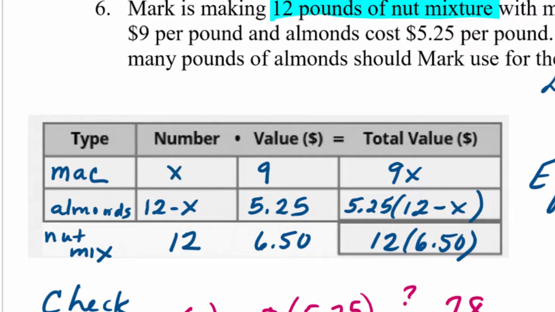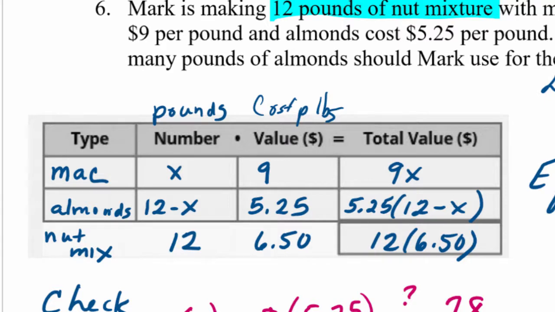Okay, so here's our table. X, and these are the pounds. The number here is measuring the quantity in pounds. And the value is the cost per pound. Okay, so macadamia nuts, X of those at $9 a pound. So the total value that we bought, what it cost him to buy the nuts, is 9 times X. Okay, the almonds are 12 minus X in pounds. And we're going to multiply that by the value, which is $5.25 per pound. And that's going to give us the total value spent on almonds.